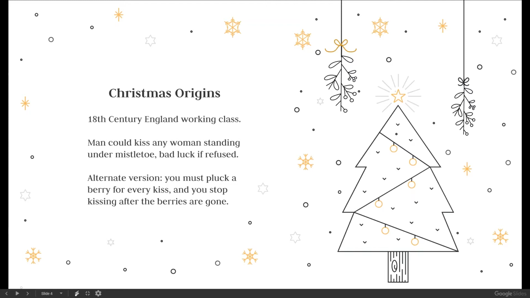They also had an alternate version of this, a little change, where it sounds like it was kind of household to household if they had this tradition. But if you were standing under mistletoe, you were supposed to pluck a berry from it for every kiss, and you couldn't stop kissing until all the berries were gone. So I'm kind of glad that that's not what we do today, because I would hate to get stuck underneath there. But that is a little bit about the history and origins of mistletoe.